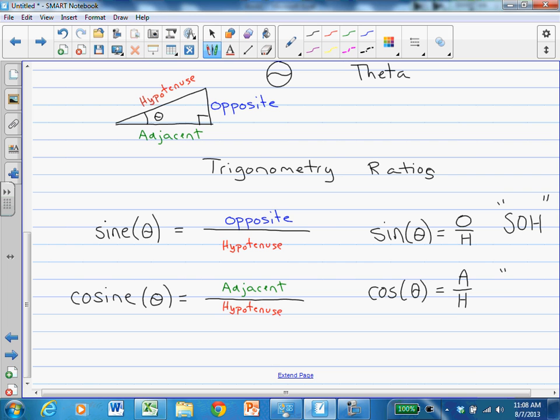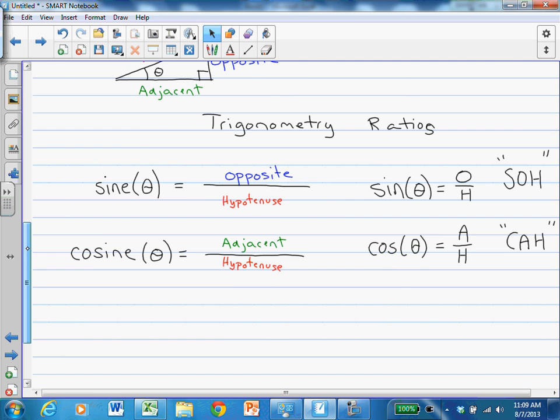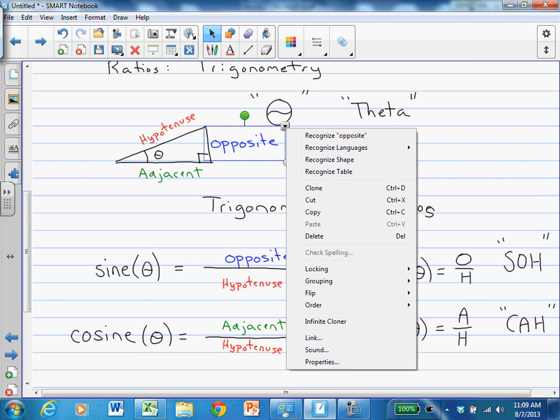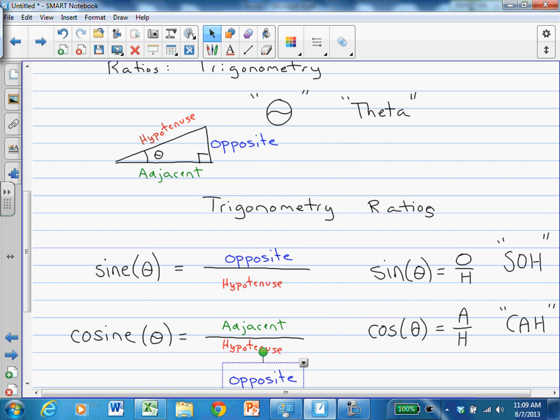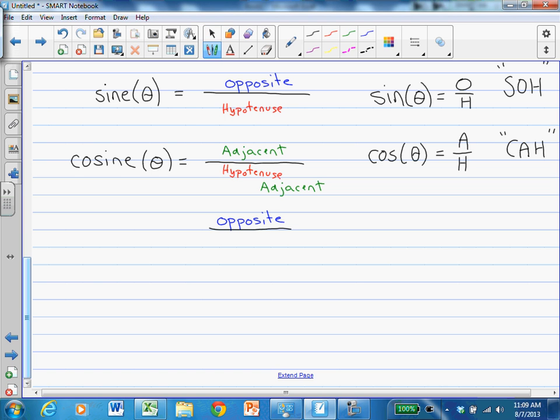And then the last one we're going to look at is when we take the opposite side and put that over the adjacent side. So opposite over adjacent. Now, the opposite over the adjacent is something that's called tangent theta.